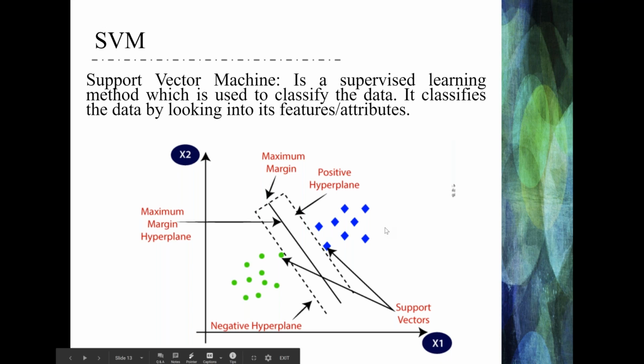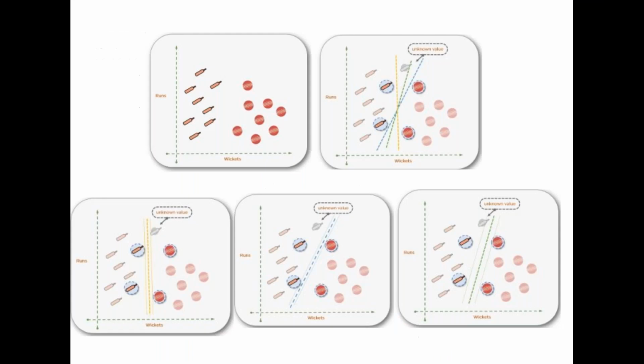SVM, the support vector machine. This is a type of classification algorithm that classifies data based on its features. An SVM will classify any new element into one of the classes. Now we are going to take an example. This example is to classify cricket players into batsmen or bowlers using runs to wicket ratio.